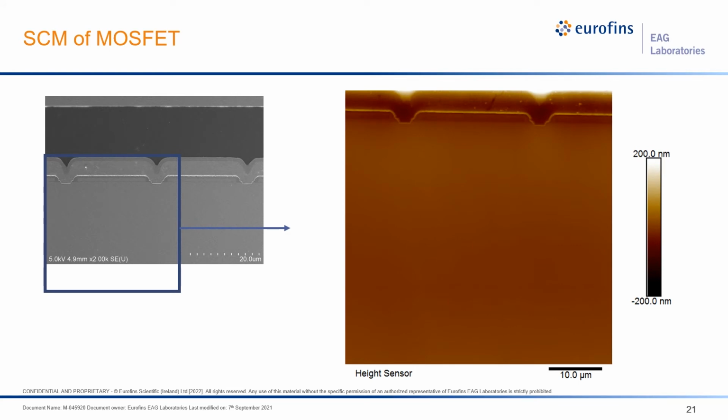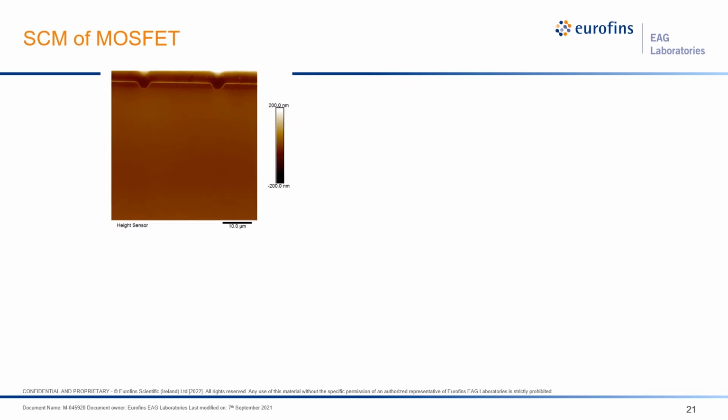The SEM data was captured at approximately the regions shown in the orange box. On the right is the corresponding height image. You could see the metal and poly layers near the top of the image, but not much else. The dopant distribution is evident from the scanning capacitance images.